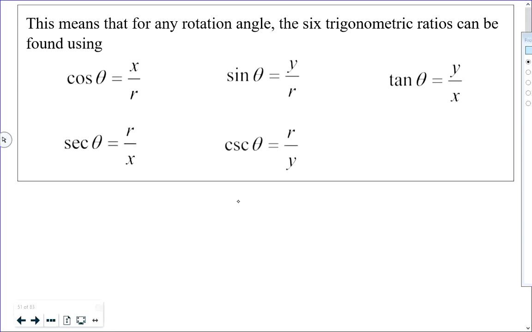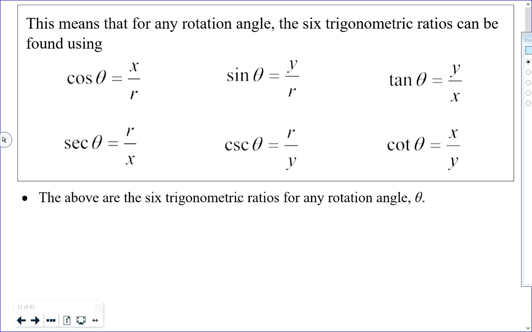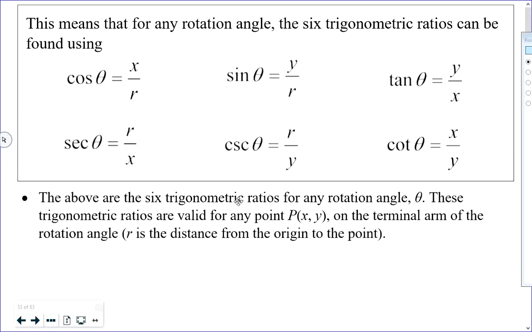Cosecant is the reciprocal of sine, and I always have to work this out. Sine is y over r. Well, that means cosecant is r over y. What is cotangent? Well, tangent is y over x, so cotangent is x over y. And these are facts that you need to know. They're true for any rotation angle, no matter the point on the terminal arm. If the point intersects the unit circle, or if the point doesn't intersect the unit circle, these are true.